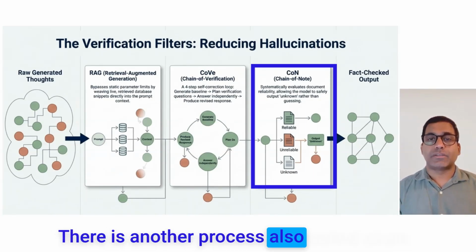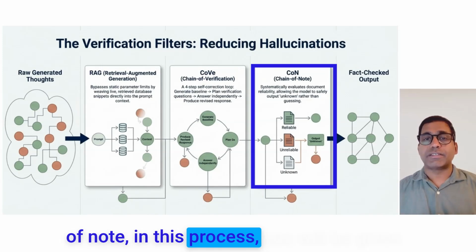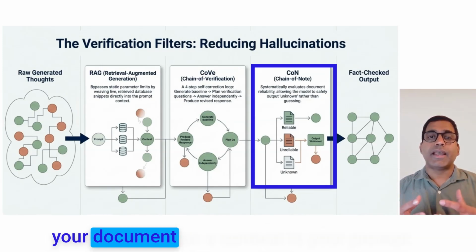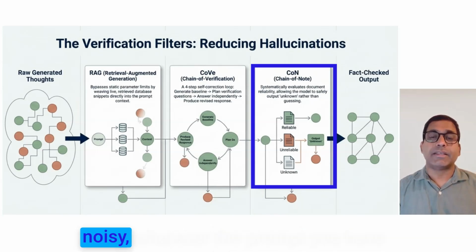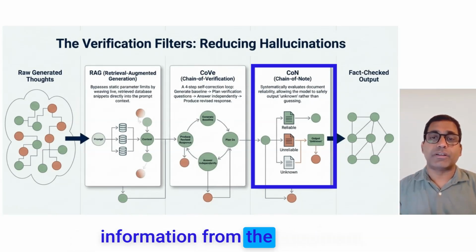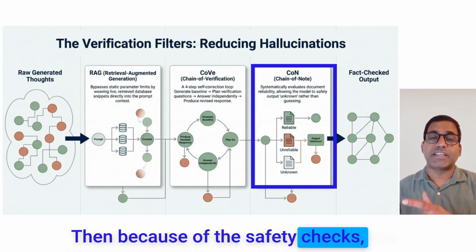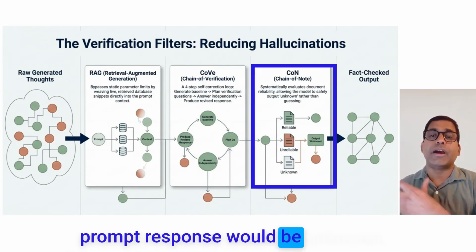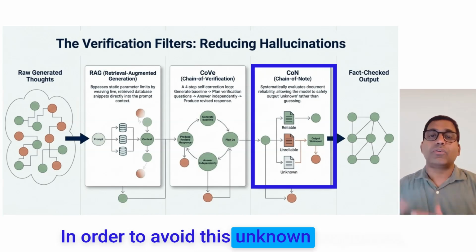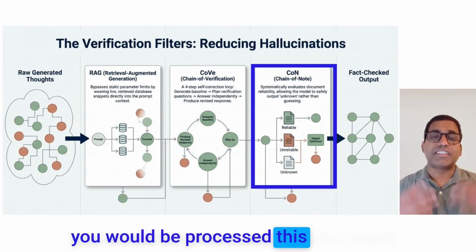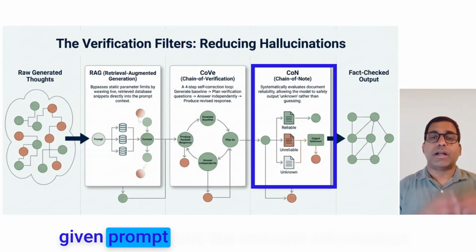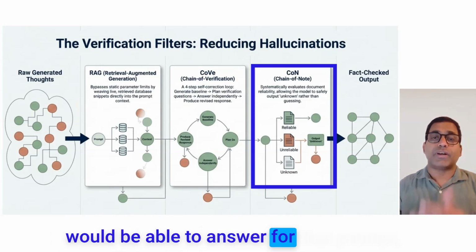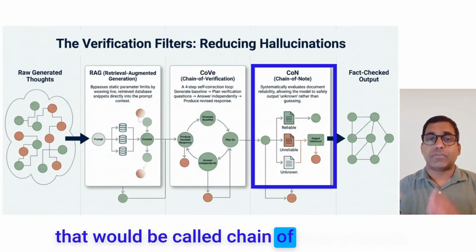There is another process called chain of note. In this process, you will be given a document as a context to your prompt. Sometimes the document might be noisy. Whatever prompt you have given may not have the relevant information from the document. Then because of the safety checks, the prompt response would be unknown. In order to avoid these unknown responses, you would process this document and fetch the relevant information for the given prompt, and the relevant information would be able to answer that prompt. That is called the chain of note process.